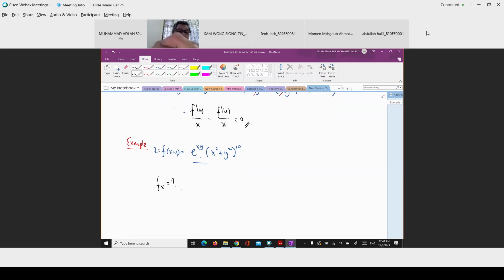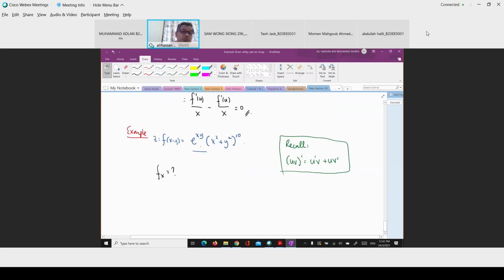What about the product rule? This looks like a product of two functions, the exponential function and the binomial function here. So we call the product rule for derivative. It's u prime v plus u v prime, right? This is the product rule for derivative. So we can use this also as a guideline to find f partial x.